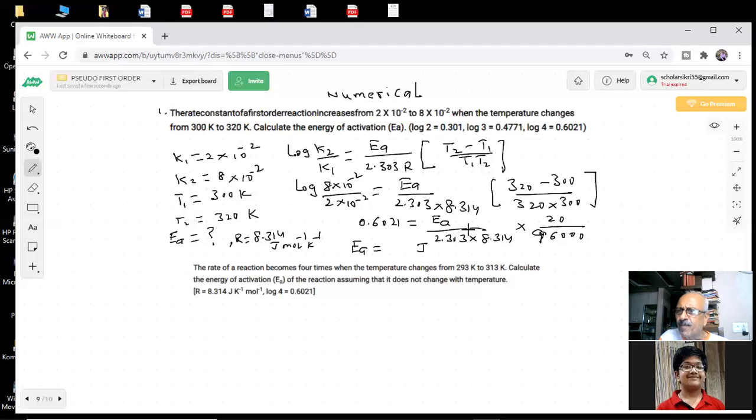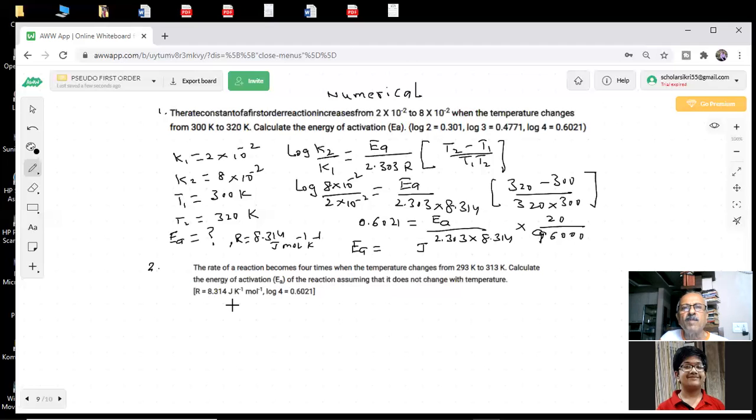You can see that if we understand, then numericals are easy for us. Another numerical we have given here: the rate of reaction becomes 4 times when the temperature changes from 293 to 313. Calculate the energy of activation, assuming it does not change with the temperature. The R value is given, joule per Kelvin per mole. The log value is also given, so you don't have to bother about the logs. They are providing log values in the paper. CBSE is giving you the log values.